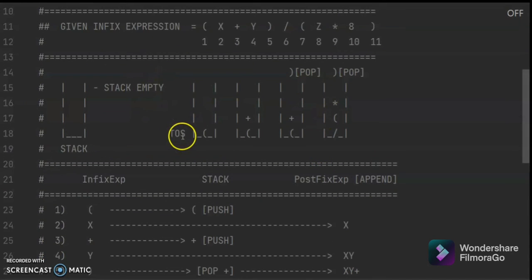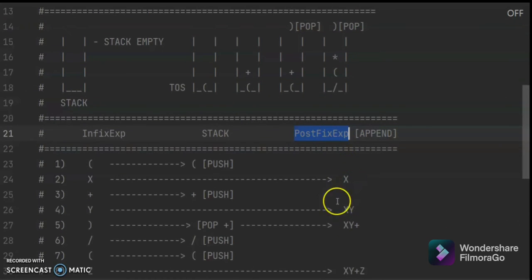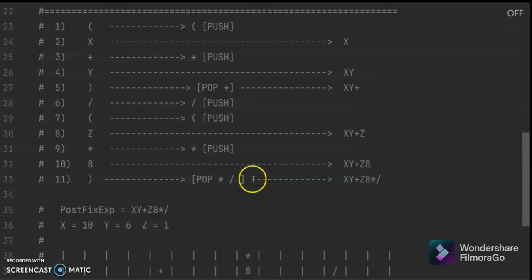The only thing you have to remember is, once you find a matching right parenthesis for the left, you will pop the operators inside the stack and append them to the postfix expression. The operands and the values are not inserted into the stack. To understand, we are only pushing the operators. So this is how we convert.